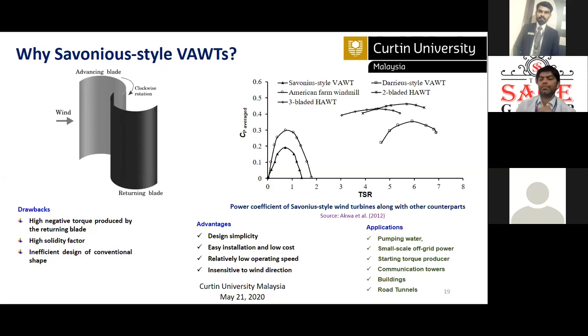Recently I got some research collaborators who are installing Savonius turbines on rail tracks, just close to the rail tracks, to convert the energy from the rail movement. So there are some applications of Savonius, and they are also useful as a starting torque producer for many other vertical wind turbines.